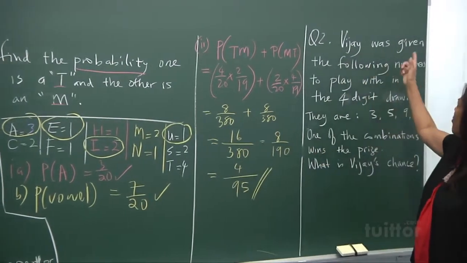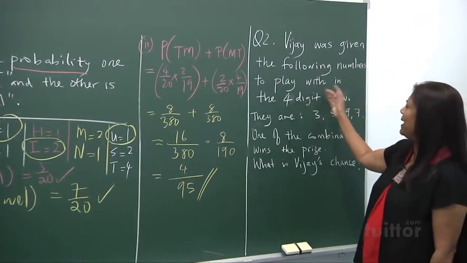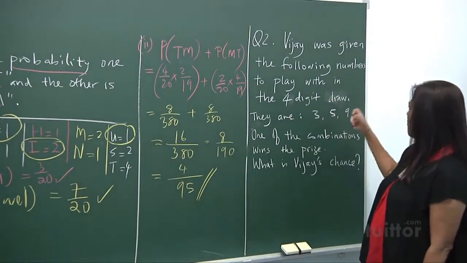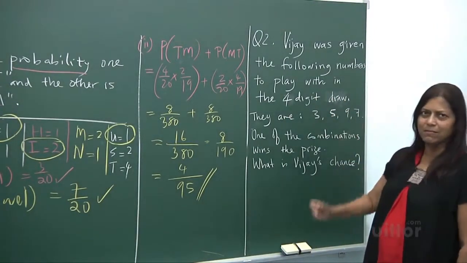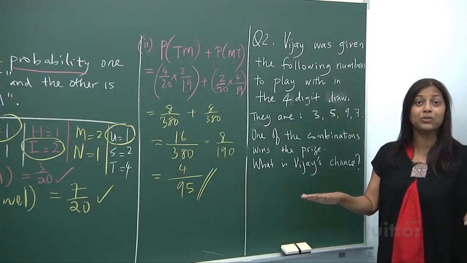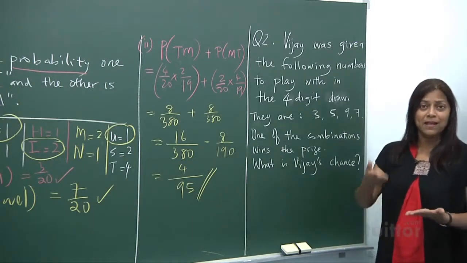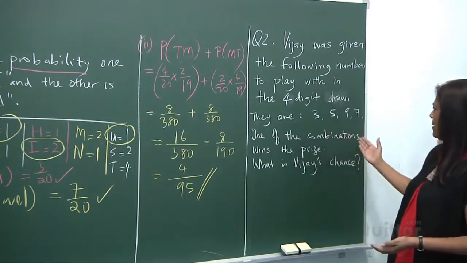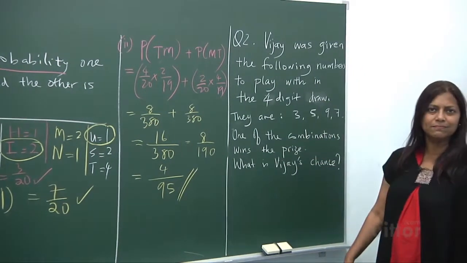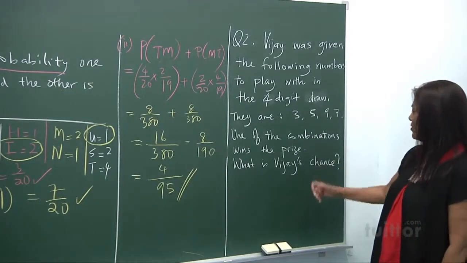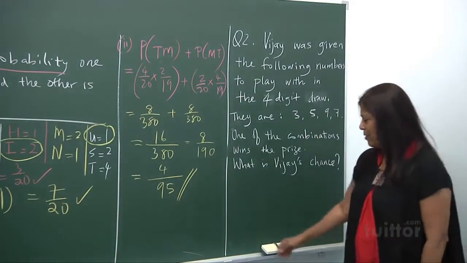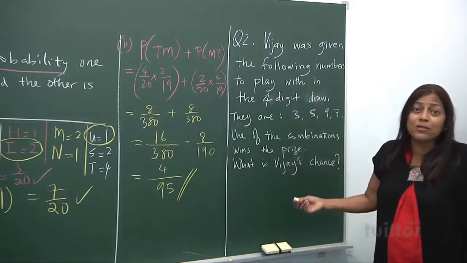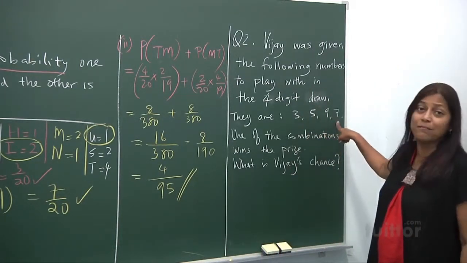They said VJ was given the following numbers to play with in the 4-digit draw. And they are 3, 5, 9, 7. And he was told, sometimes they go to a medium and they ask for numbers. And they said, these numbers come. And it so happened one of the combinations wins the prize. Alright? So what's VJ's chance? Now you look at it, tell me, you think he stands a good chance? Just 4 digits. And they've even given him 4 numbers.